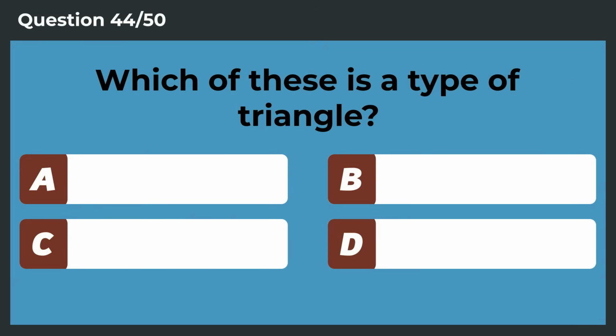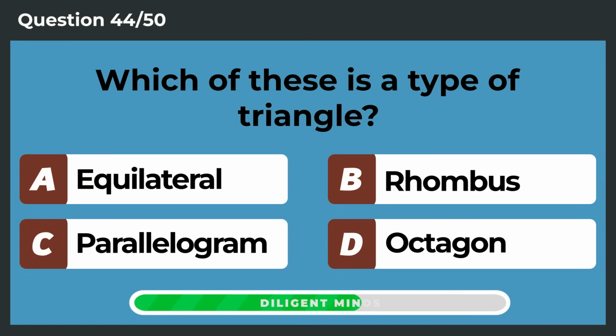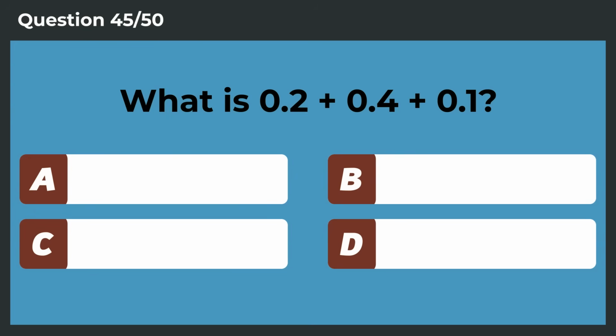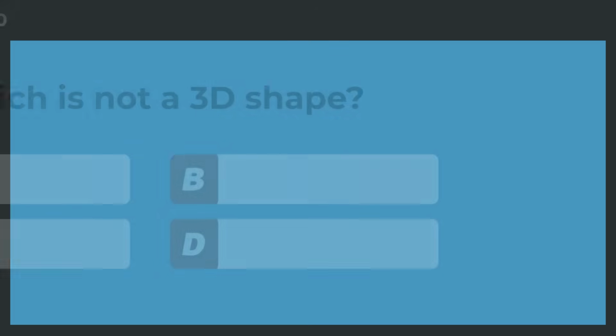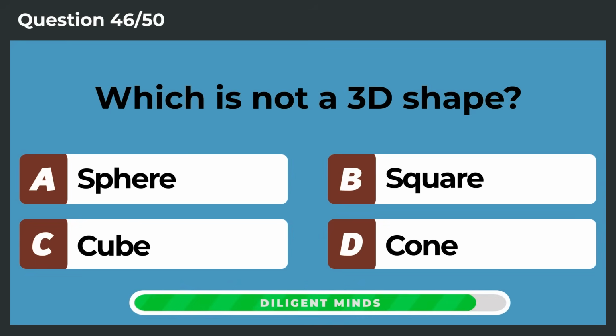Which of these is a type of triangle? 1/2. What is 0.2 plus 0.4 plus 0.1? 0.7. Which is not a 3D shape? 1 square.